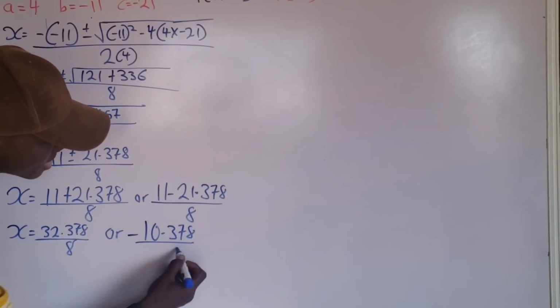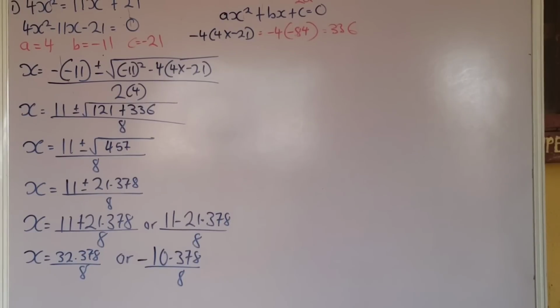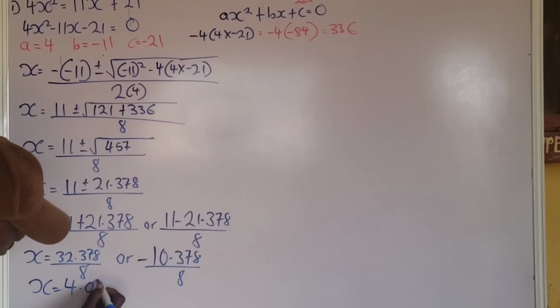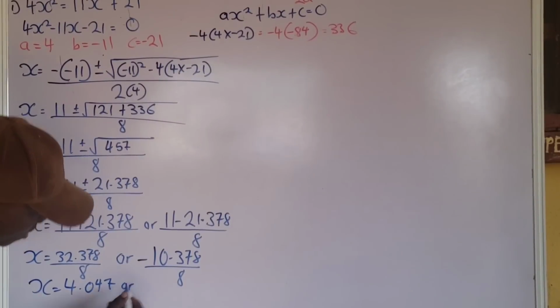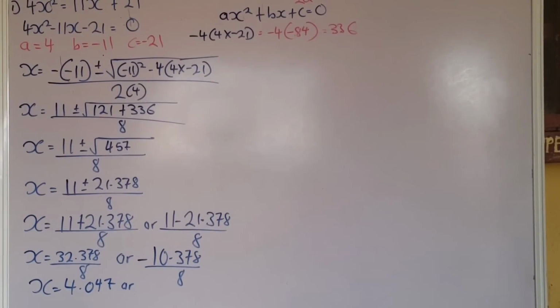So we have 32.378 divided by 8. That will give us 4.047. So x equals 4.047, or negative 10.378 divided by 8.